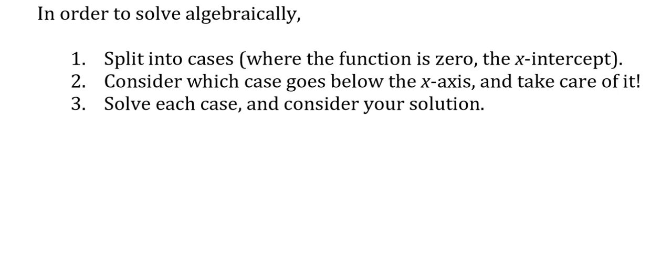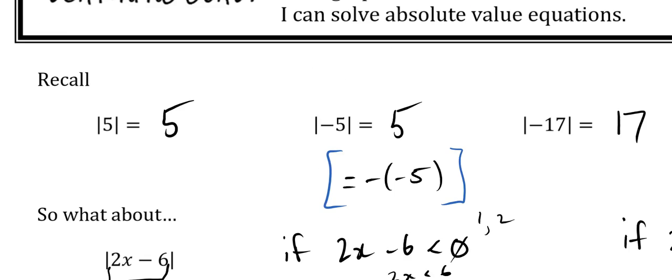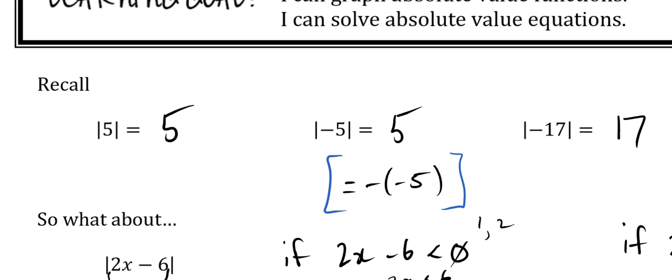So we split into cases, which is where the function is 0. Think about that as the x-intercept, I think is really helpful. We'll consider the case which goes below the x-axis and take care of it. What do I mean by that? Not like kill it or eliminate it or something weird like that. I mean like just multiply by a negative, right? So whatever it is, we multiply by a negative to reflect it. That's what happened when we did absolute value up here in the very beginning. In the case where we had a negative, it was like we multiplied by negative 1.